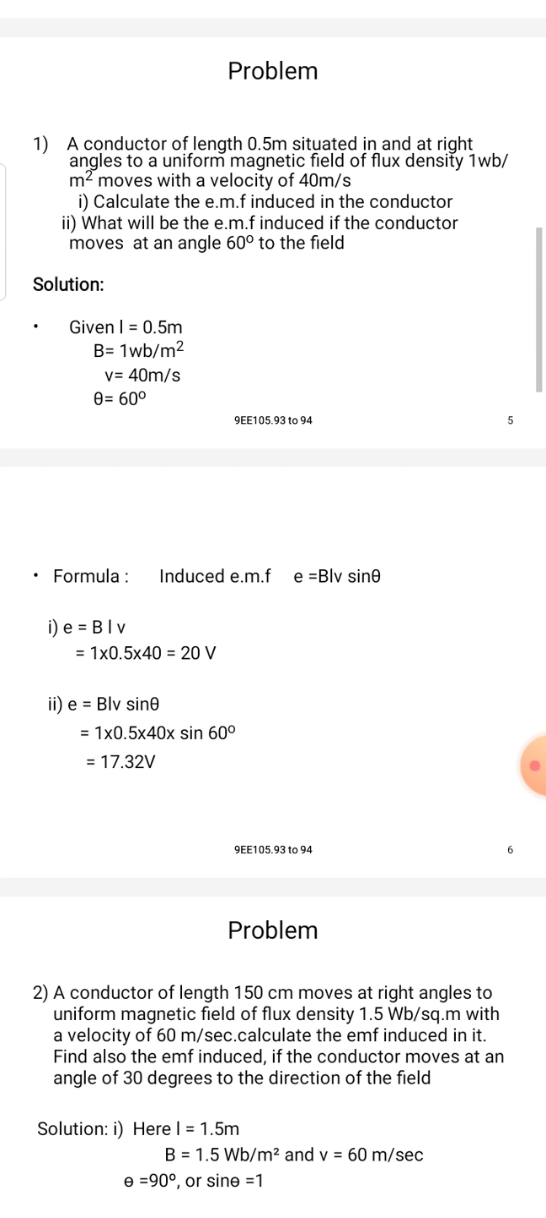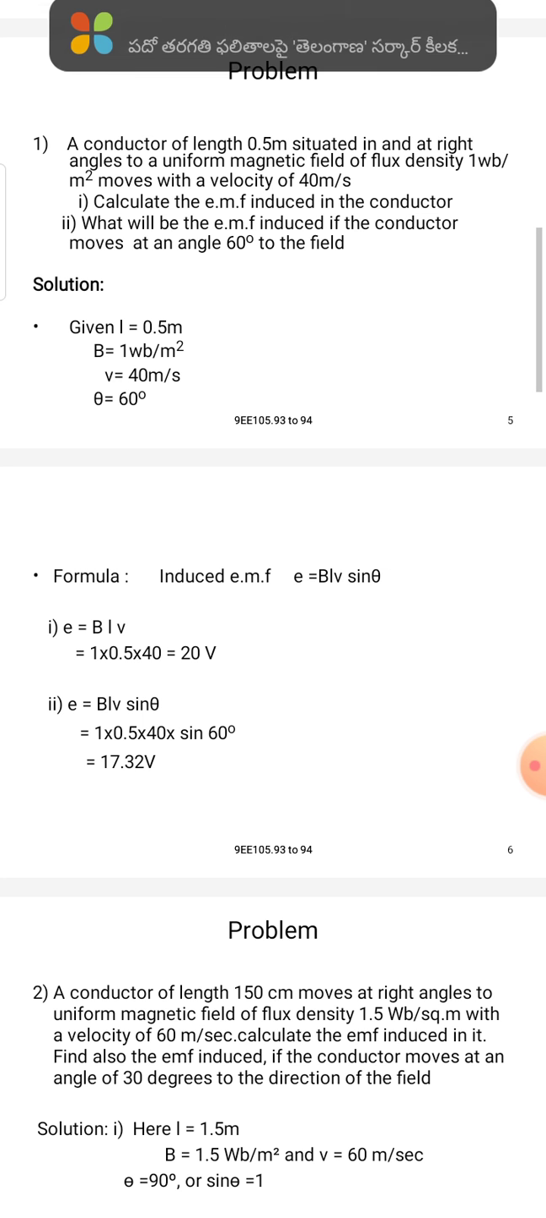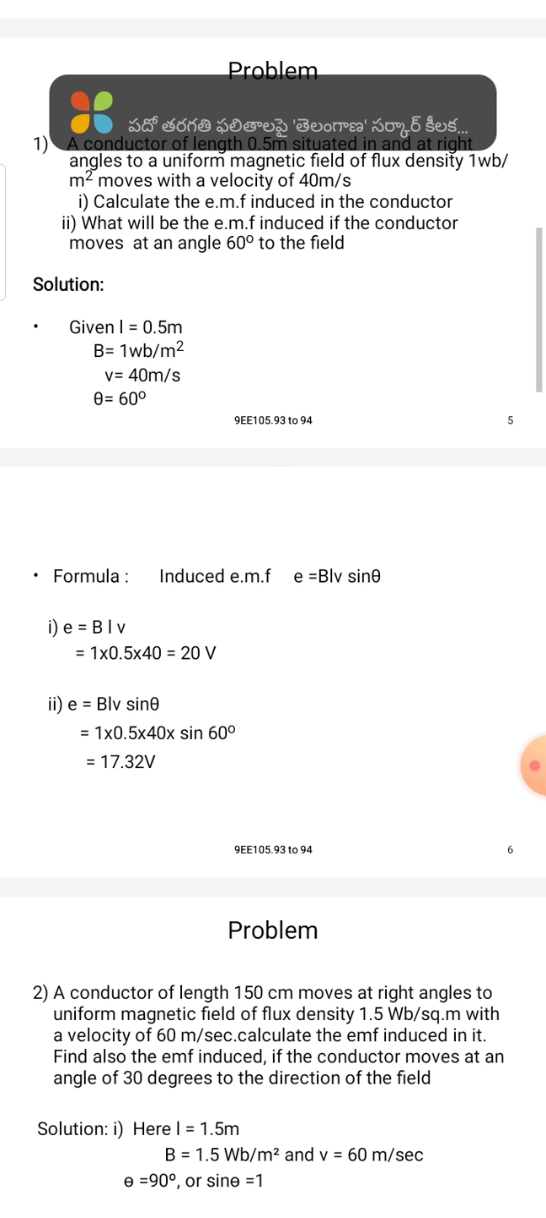In the given data, the values are given. B is equal to 1 Weber per meter square. L, the length of the conductor, is 0.5 meters, and the velocity is 40 meters per second, and theta is also given.